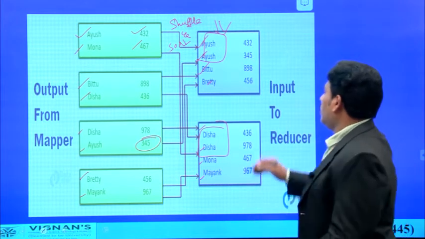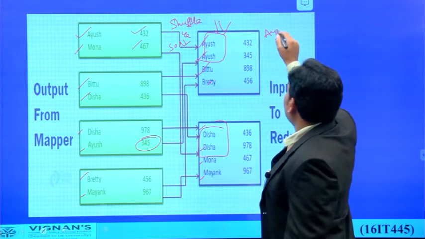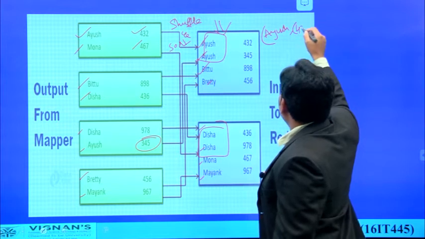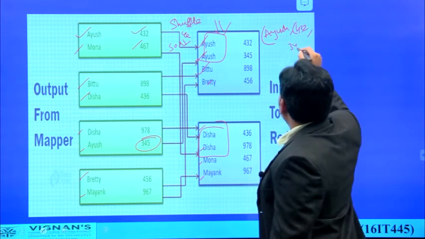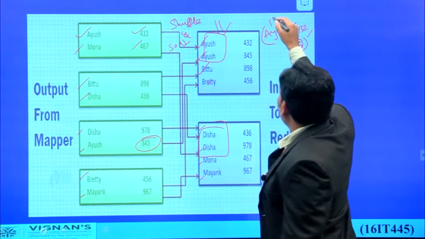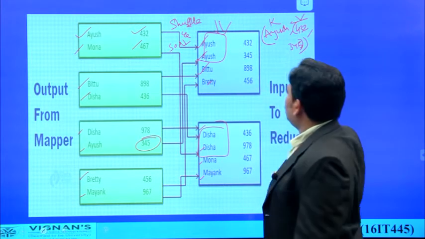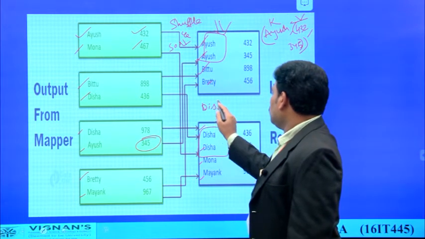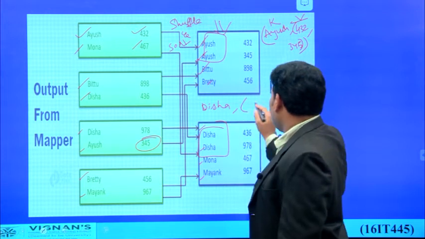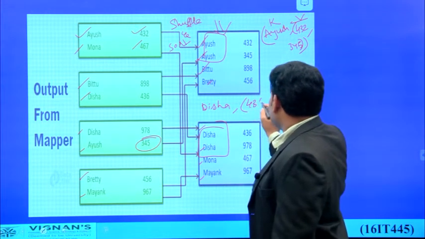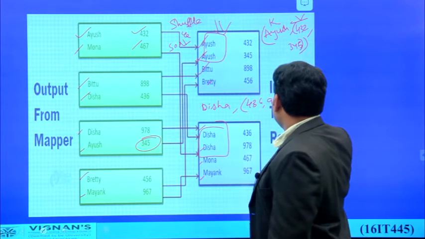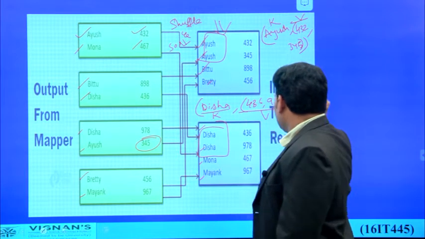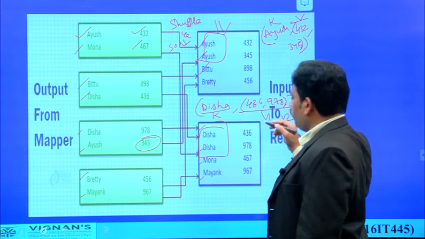So how will it combine? Ayush is the key, and it is going to be combined with the list of values 432 comma 345. So this is a K value and this entirely is a V value. Now like here in Disha also the record was repeated. Here the values are 436 and 978. Now this is the key, and the remaining two are V1 and V2, or V3, V4, or any representation.